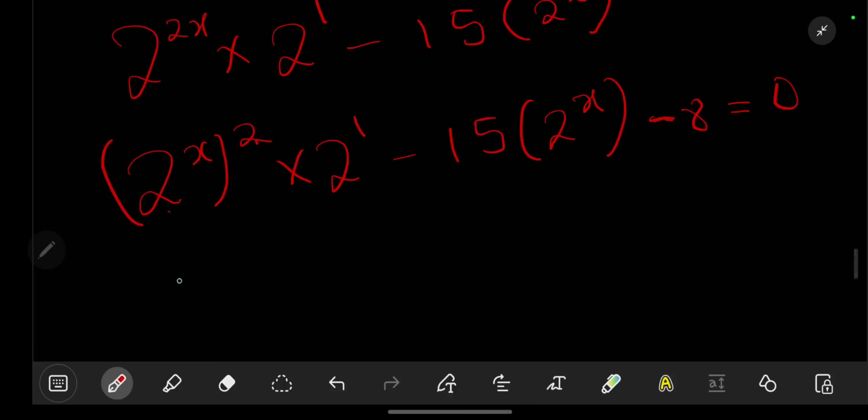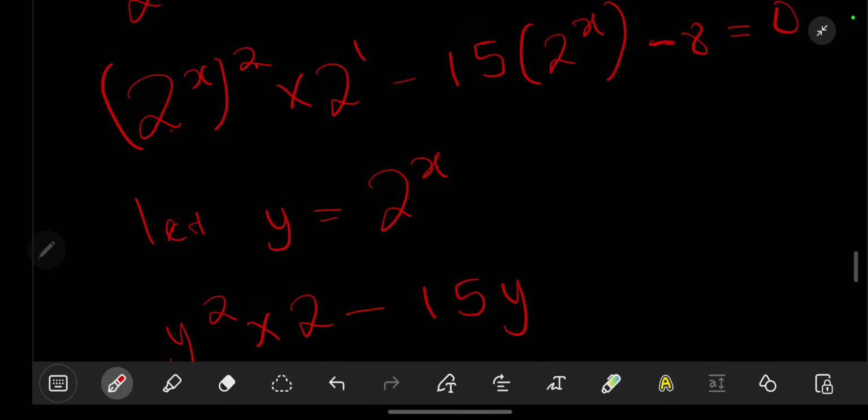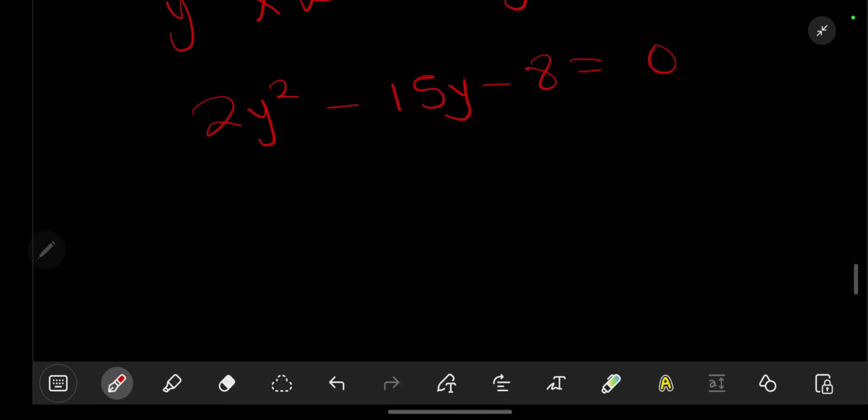So what you're going to do from here, you have this as your common thing. You're going to let y be equal to 2 to the power of x, like that. Then you're going to put it there. So we have y to the power of 2, then we have times 2, then minus our 15, then where there is this, we are going to put y. We have minus 8 should be equal to 0. Then this 2 times y, we are going to have 2y squared minus 15y minus 8 should be equal to 0, like that.